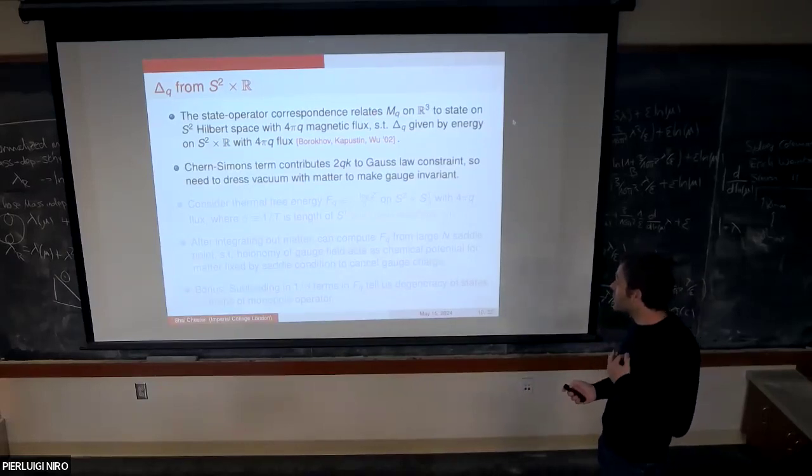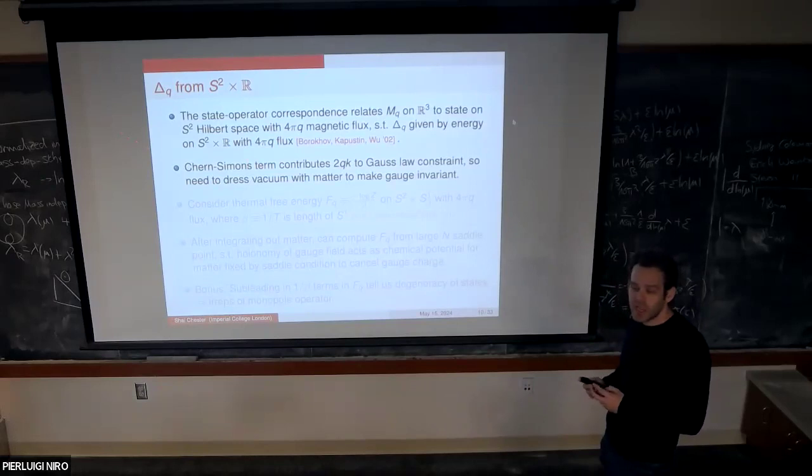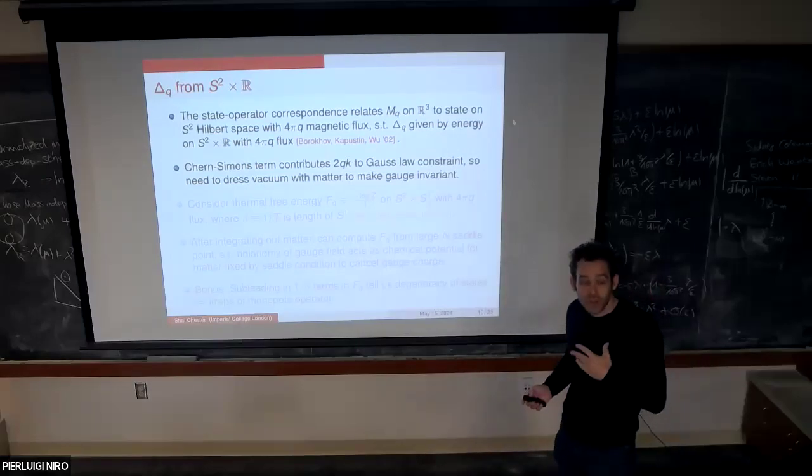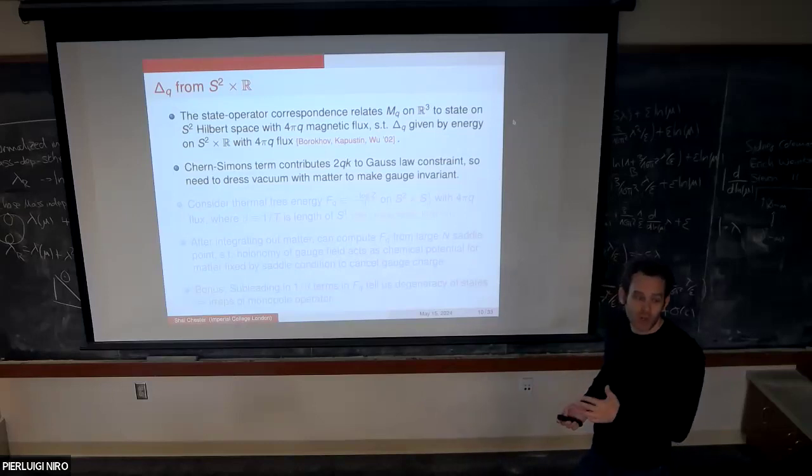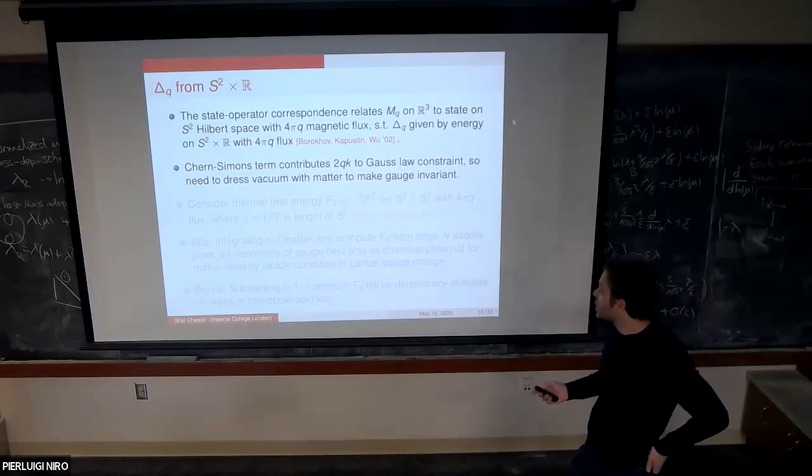So one thing to notice is that when you have a Chern-Simons term, this will contribute 2qk to the Gauss law constraint. And so this means that the vacuum will no longer be gauge invariant, which means you have to dress the vacuum with matter to make it gauge invariant. And this is why when the Chern-Simons level is non-zero, these monopole operators will end up transforming in non-trivial representations. It's due to this dressing.